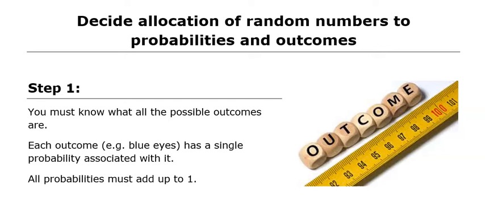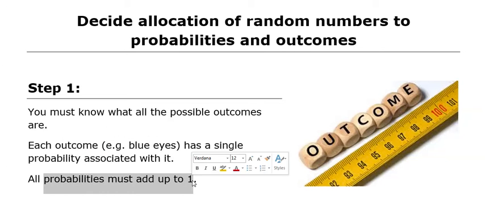The next part of our plan is to decide the allocation of random numbers to the probability and to our outcome. And this is a very important step. This is like our definition step. So we're defining what this means and what that means. Okay, so we have to know what all of the possible outcomes are. So every outcome has a single probability associated with it, and all probabilities must add up to 1.